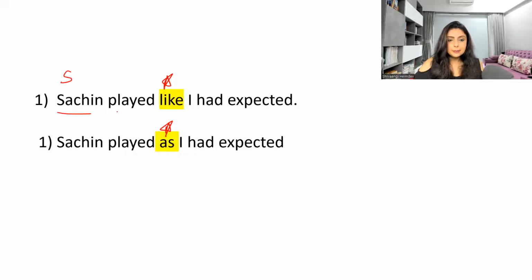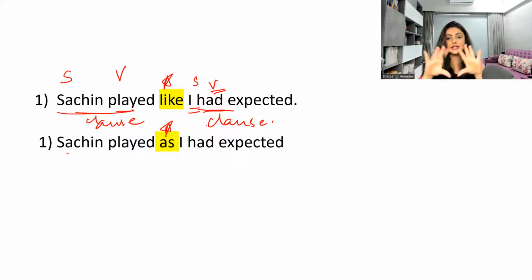Sachin is the subject, played is the verb. Again, I is the subject, had expected, had is the verb. This is the sentence structure. So now what is happening? Sachin played becomes one clause. I had expected becomes one clause. If you see, the two clauses are being joined. So when two clauses are being joined, I will use as.